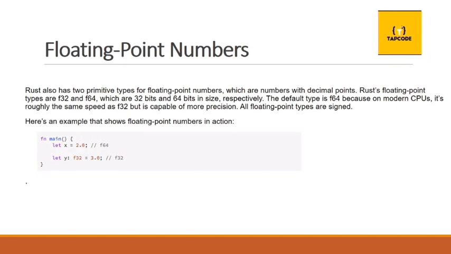On to the next one, we have the floating point types. Rust also has two primitive types for floating point numbers, which are numbers with decimal points. Rust's floating point types are f32 and f64, which are 32 bits and 64 bits in size respectively. The default type is f64, because on modern PCs it's roughly the same speed as f32, but it's capable of more precision.